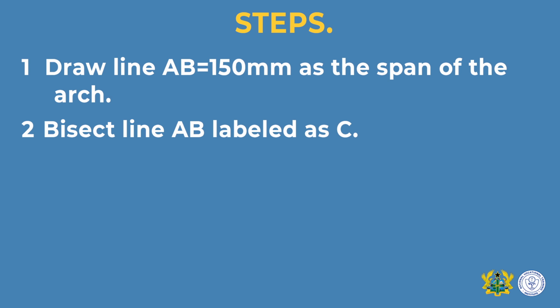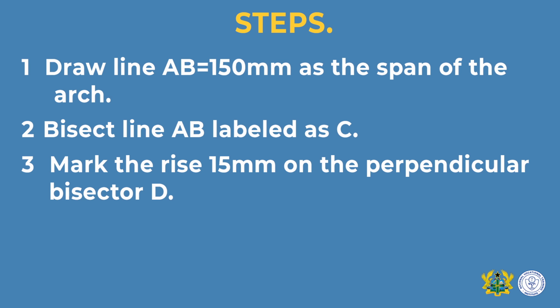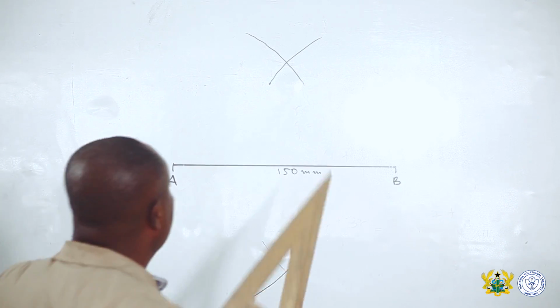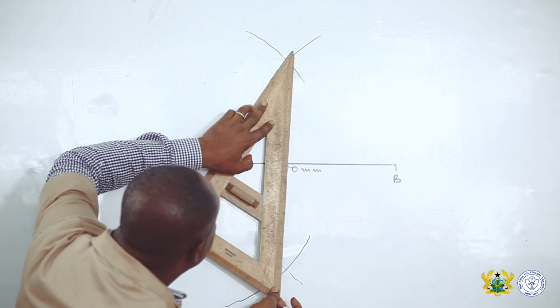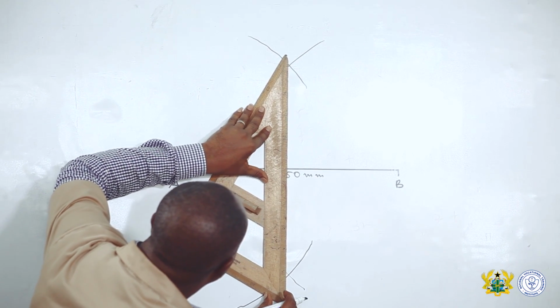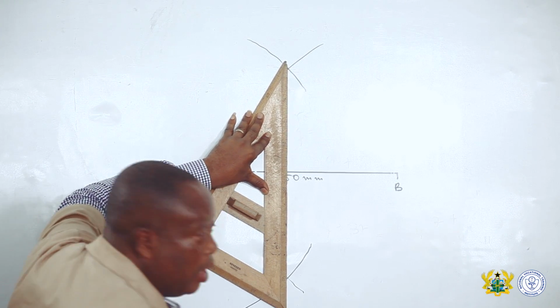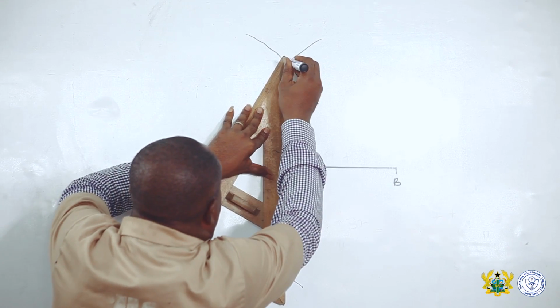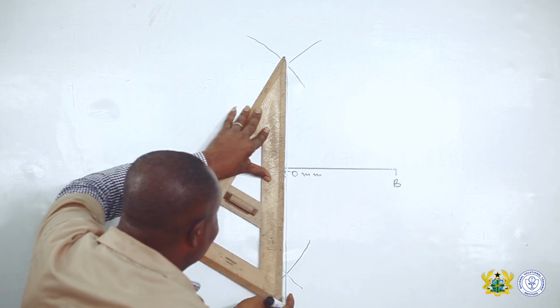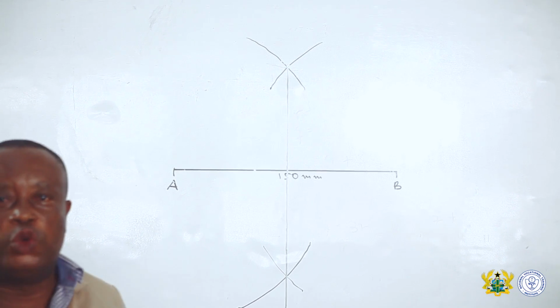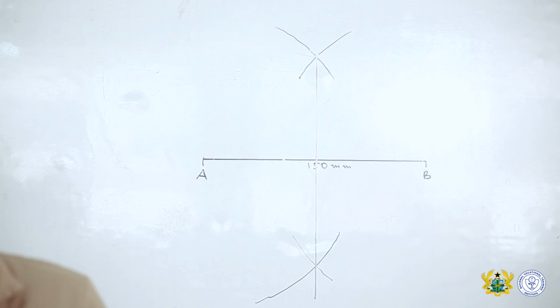At point 3, we draw a perpendicular bisector to go through our line AB, which is our horizontal line. Where the 2 arcs meet, we draw a line to go through line AB, and that will give us our perpendicular line.